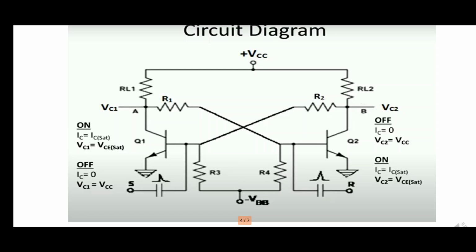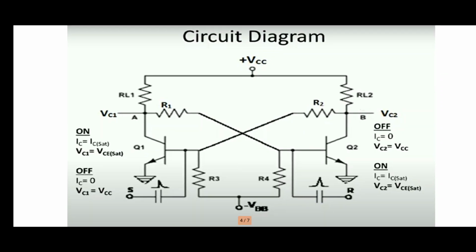Here R1 and R2 are equal value resistors, and R3 and R4 are equal value resistors, and VBB is the biasing voltage. The biasing voltage is given to the base of Q1 and the base of Q2, and this is the set pulse. The set pulse is connected to the base of Q1 through a capacitor, and the reset pulse is connected to the base of Q2 through a capacitor.